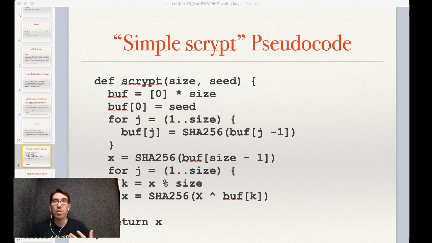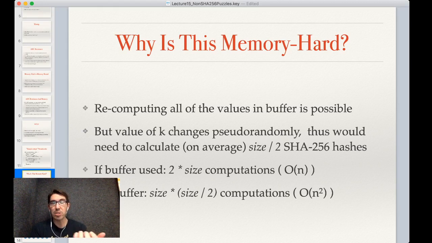So now, in order to get a result, we're going to need to be accessing this memory. This is something that you can do just by recomputing all the values in the buffer every time you want to go through, but this becomes problematic as the size gets beyond non-trivial values. So what this essentially means is that if we don't store any memory, then on average we're going to have to calculate half of the buffer size in SHA-256 hashes.